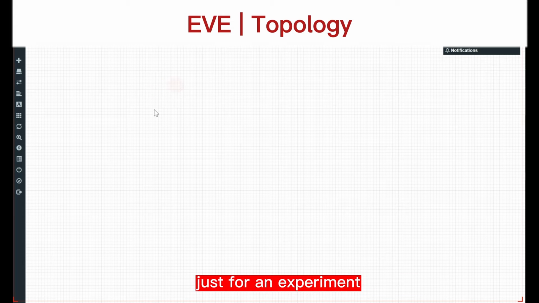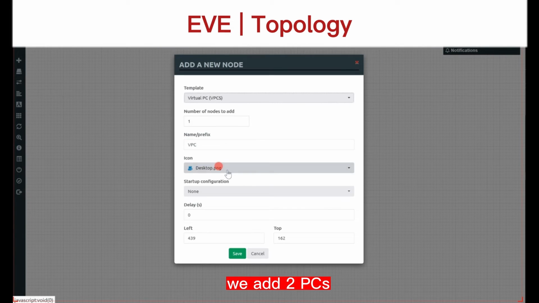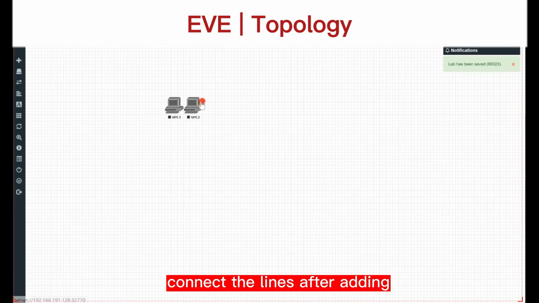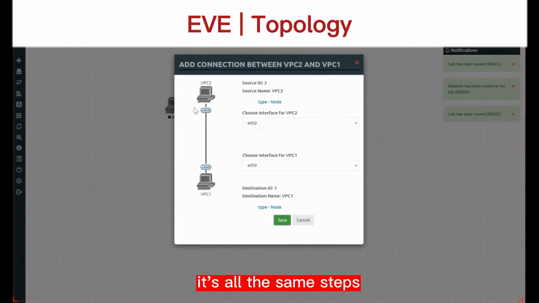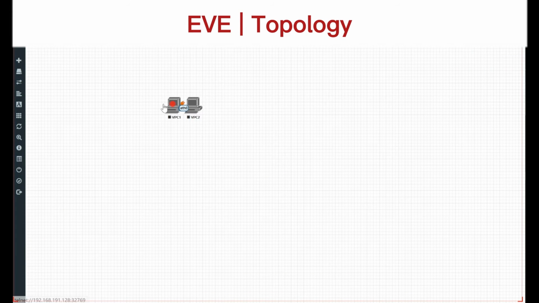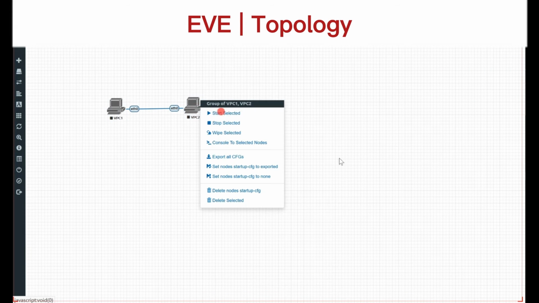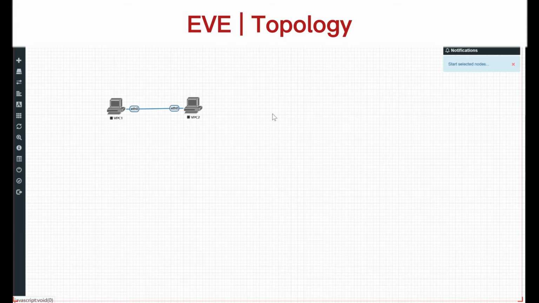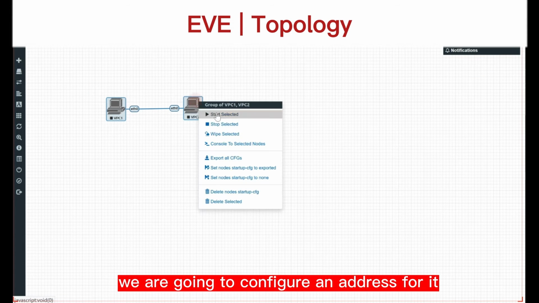Just for an experiment, we add two PCs. We can write 2 here. Connect the lines after adding. It's all the same steps. Then pull it out clearly. Now turn on the device. We are going to configure an address for it.